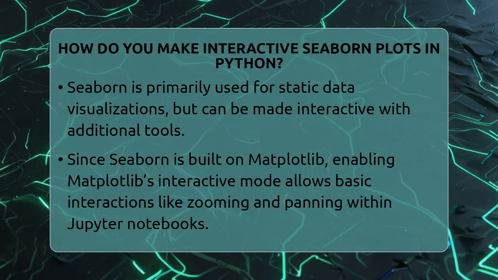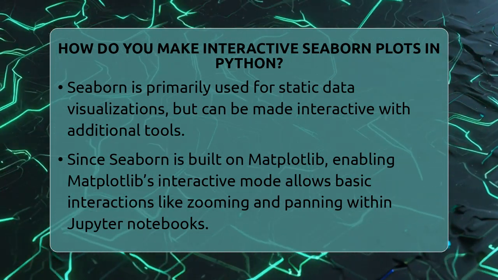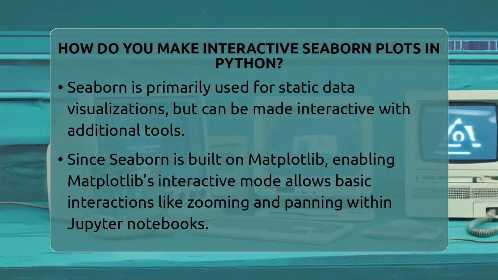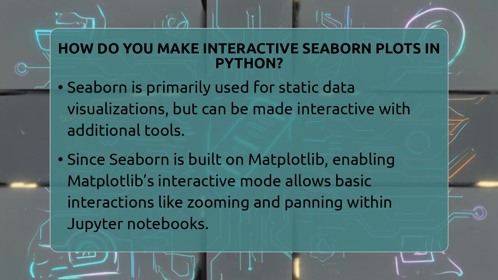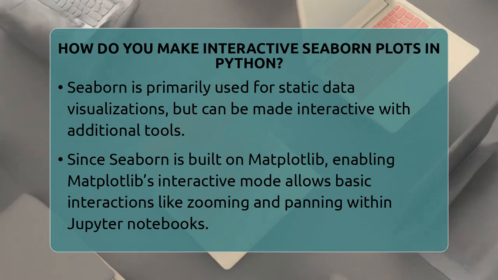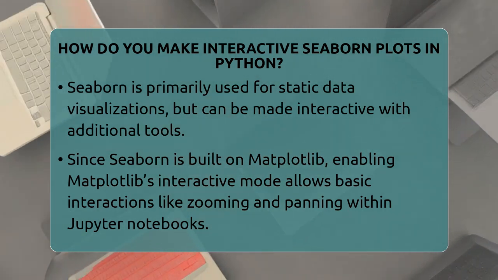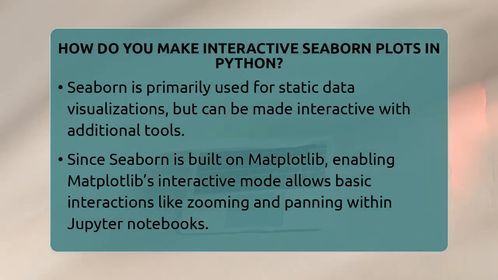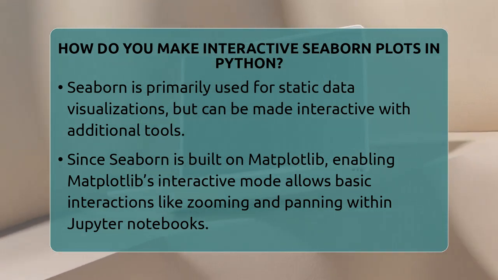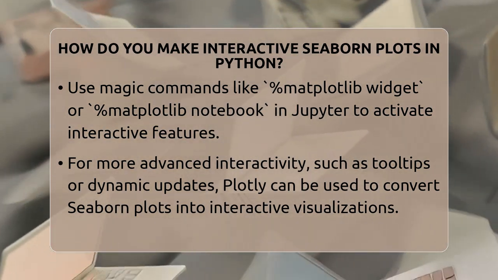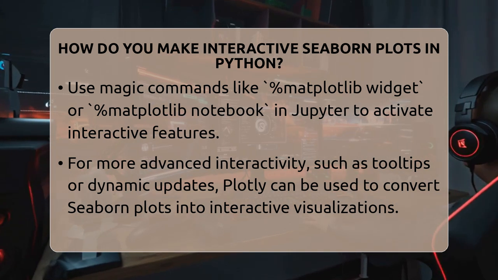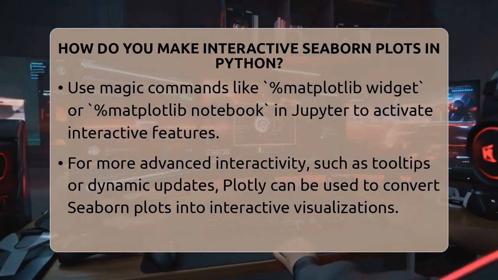Seaborn is fantastic for static visualizations, but if you want to add interactivity, you need to bring in some extra tools. First, remember that Seaborn is built on top of Matplotlib. So, to make Seaborn plots interactive, you can turn on Matplotlib's interactive mode. Inside a Jupyter notebook, you do this by typing magic commands like %matplotlib widget or %matplotlib notebook before creating your plot. This allows you to zoom, pan, and explore the plot directly in the notebook.